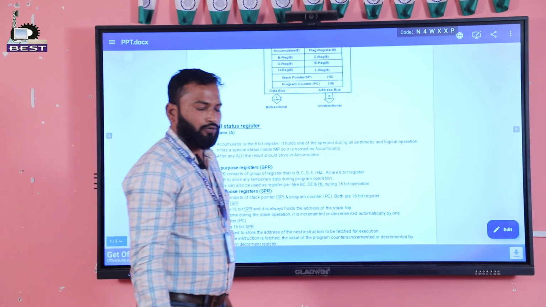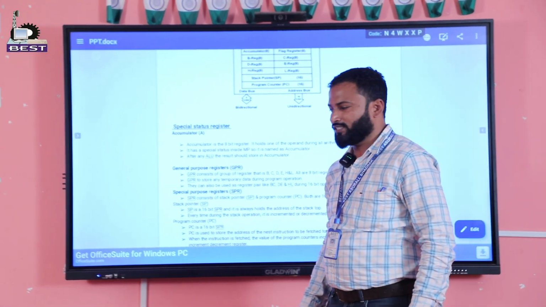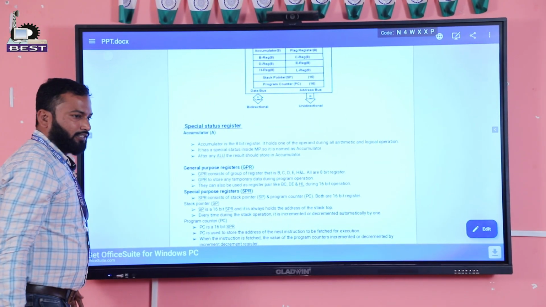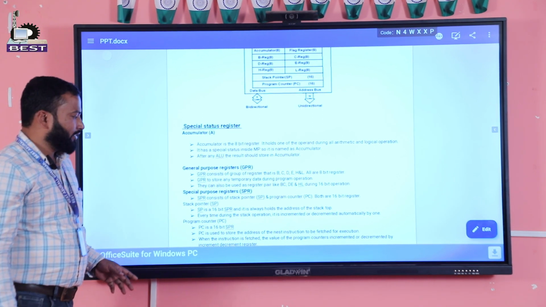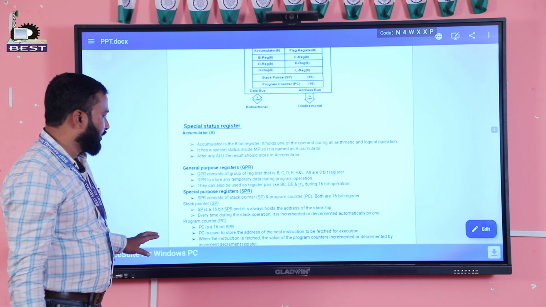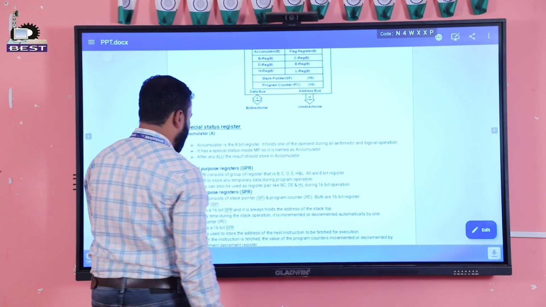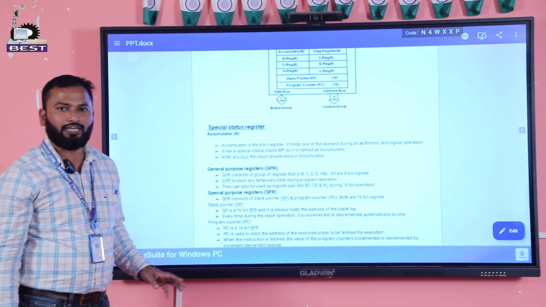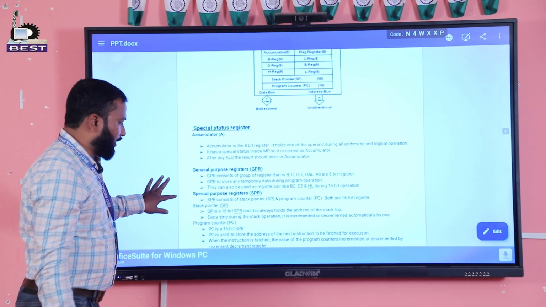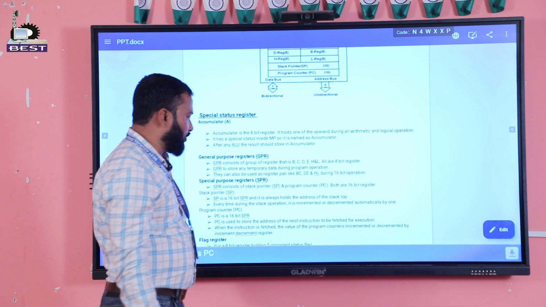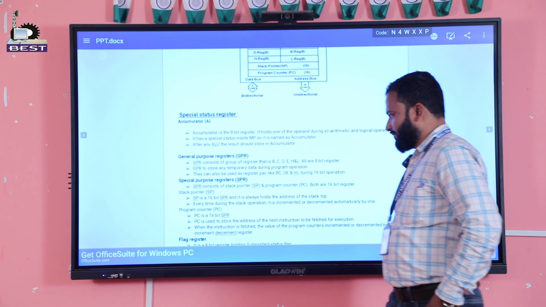Before the stack pointer, we understand about the stack. Stack is a sequence of memory locations designed by the programmer to store different data in serial form. The stack pointer is a 16-bit special purpose register. It always holds the address of the stack top. Every time during a stack operation, it is incremented or decremented by 1.